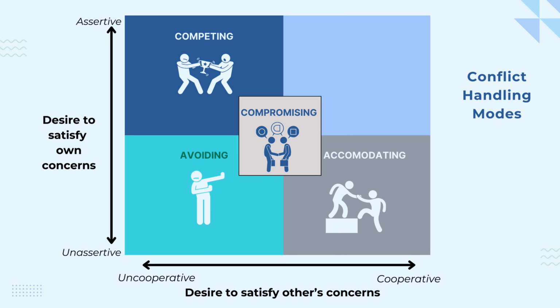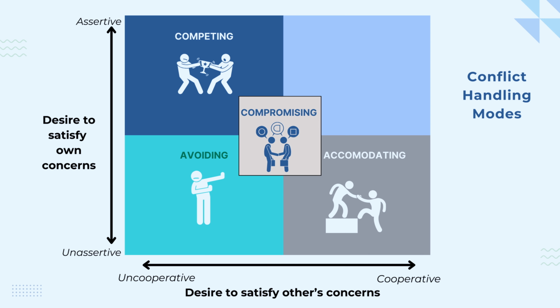Then we have number 4, and that is compromising. And that is intermediate assertiveness and cooperativeness. And compromising is about meeting in the middle. Both parties give up a little something to reach a solution everyone can live with.